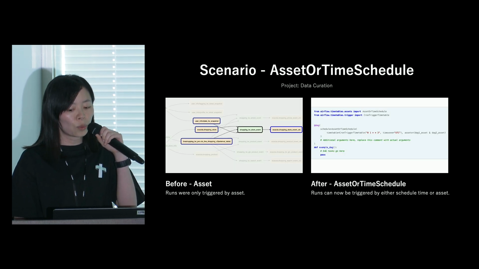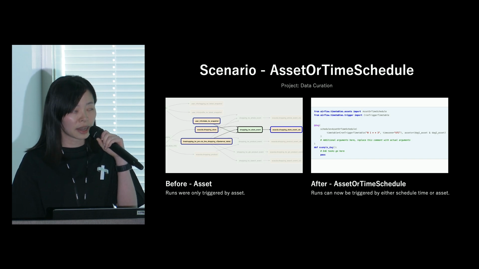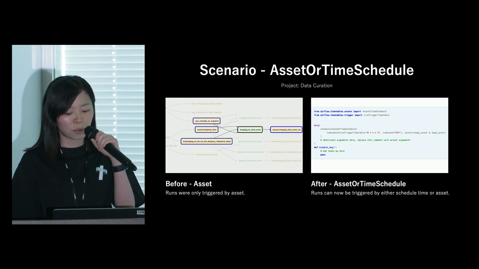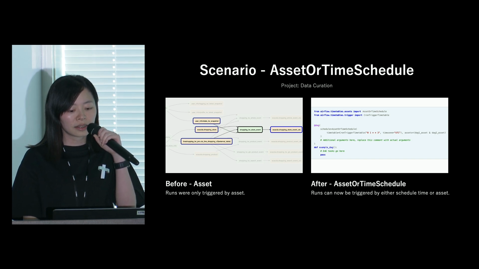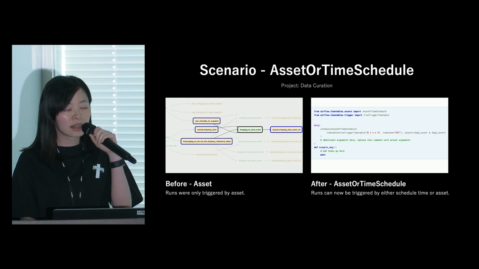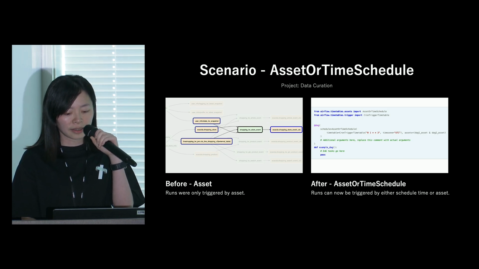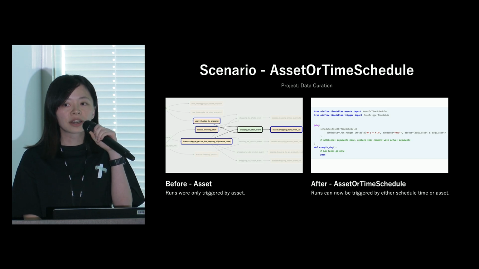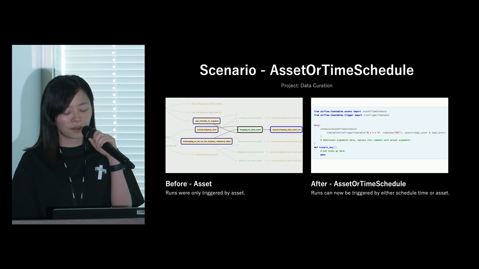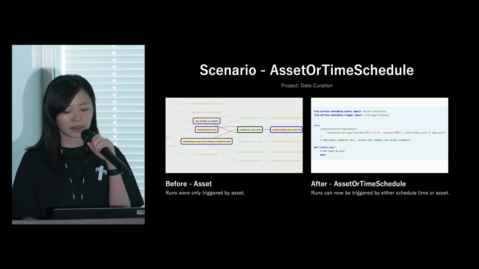In Airflow 3, we can apply timetables to our use case. Sometimes our reports don't rely on all upstream data. Now we can trigger a run based on either the scheduled time or available assets, whichever comes first. This gives us flexibility and avoids unnecessary waiting time.